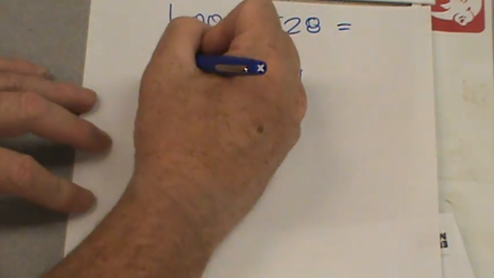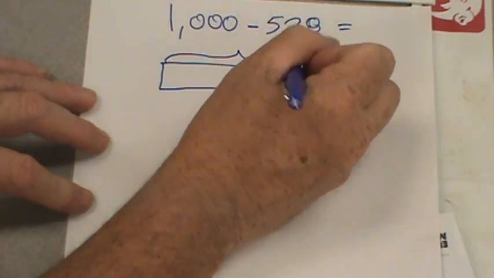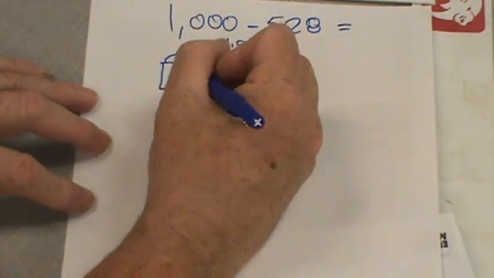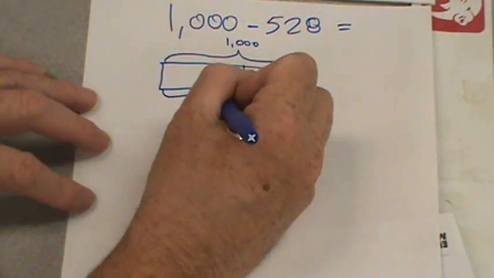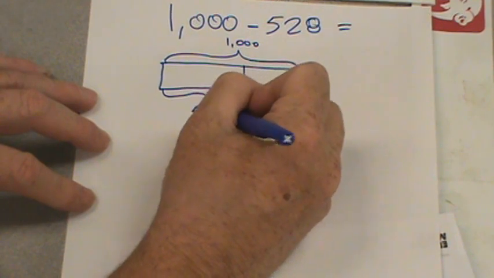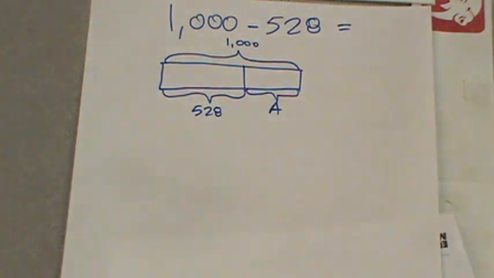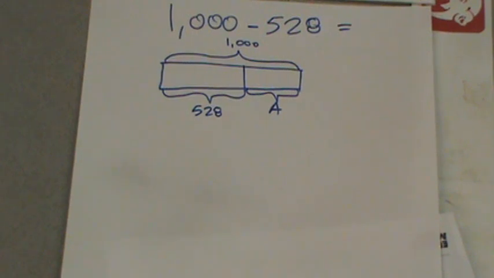Our whole is an even 1,000. And we're taking away 528, a little more than half. What we don't know is the answer. Okay, so we got all that going on. Are you ready? Well, here we go. We're going to do a couple of different things here. We're going to do a place value chart. And let's get to that.